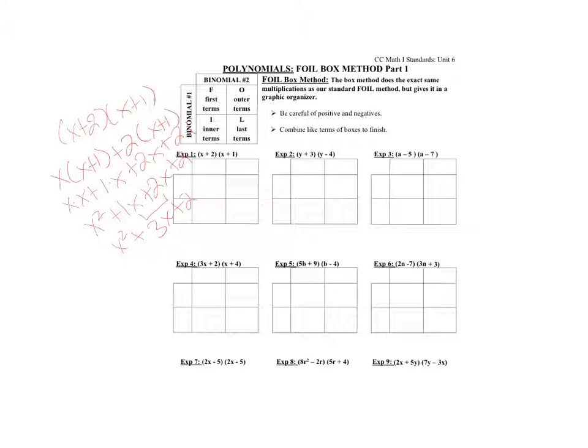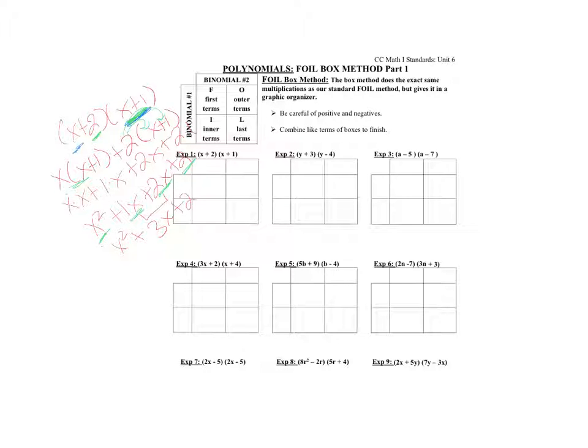So real quick, let's go back through it so you can see how we did this. The first thing we did was break it up into two separate problems. The first term, x, times the entire second parenthesis, followed by the second term in the first parenthesis, the 2, times the whole second parenthesis. Okay, so then we break it up into two separate distributive property problems. X times x is x squared. X times 1 is 1x. 2 times x is 2x. And then 2 times 1 is 2.